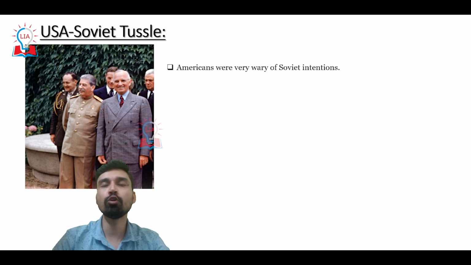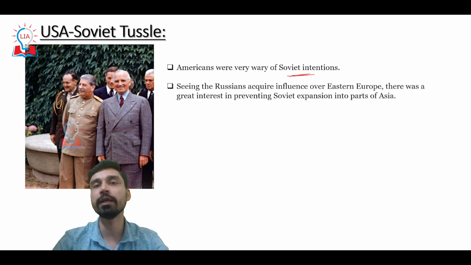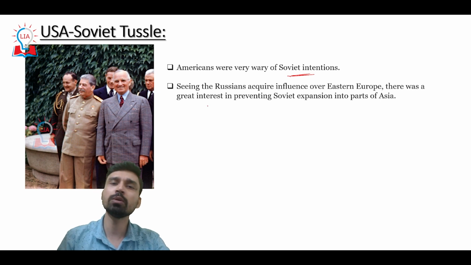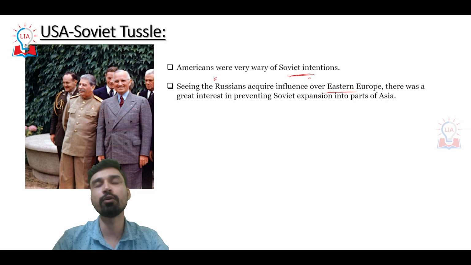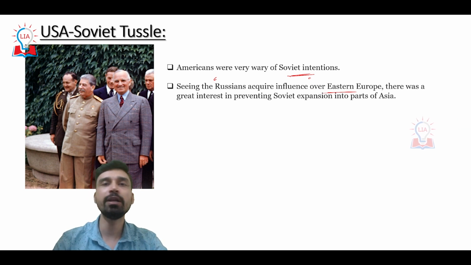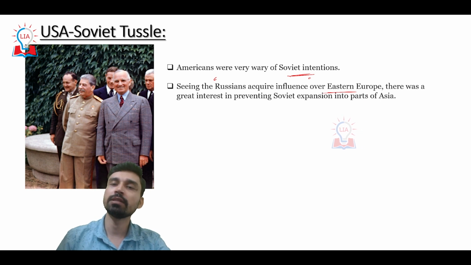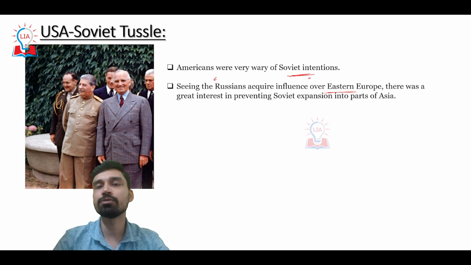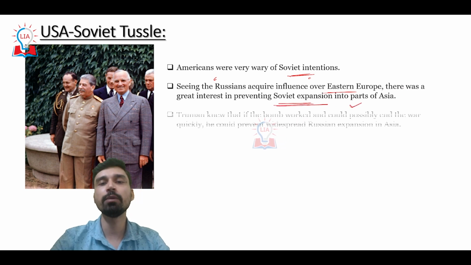However, at that time, Harry Truman and the overall American administration were very wary of Soviet intentions if they participated or got involved in the Japanese war. Basically, once the war in Europe was over after the surrender of Germany, Russians were acquiring very quick influence over Eastern Europe, which in the future would lead to the development of the Warsaw Pact. And also, as we know, the very common phrase used is the descent of the Iron Curtain over Eastern Europe. Thus, there was a great interest in the American administration to prevent such influence or expansion of the Soviets into the Asian part as well.